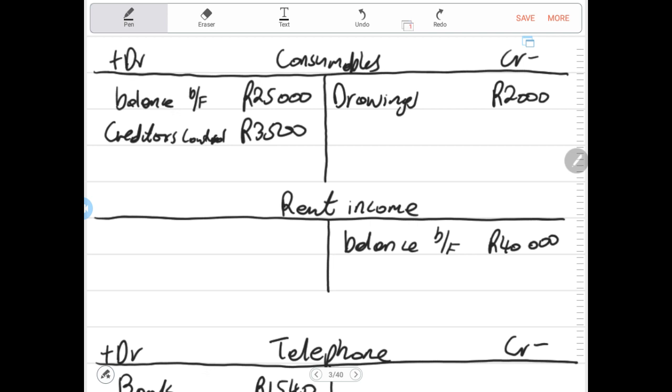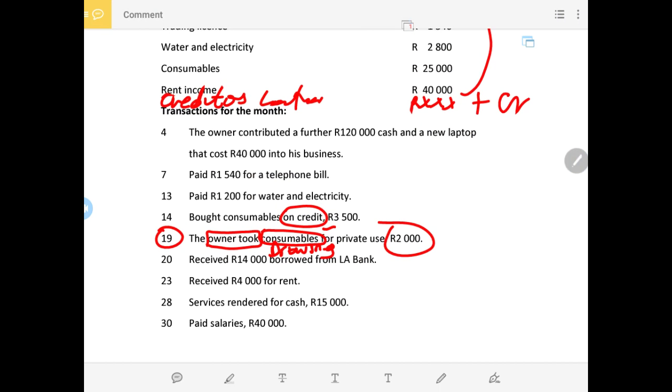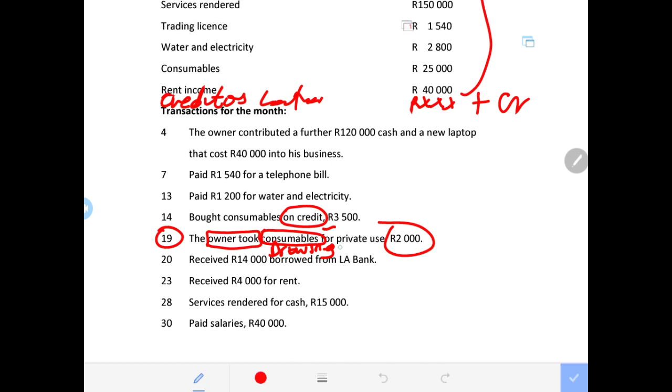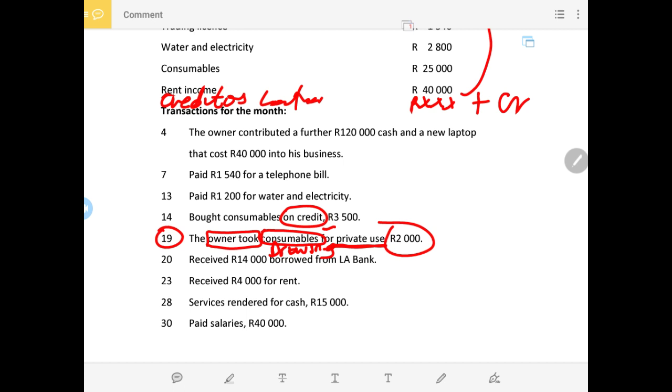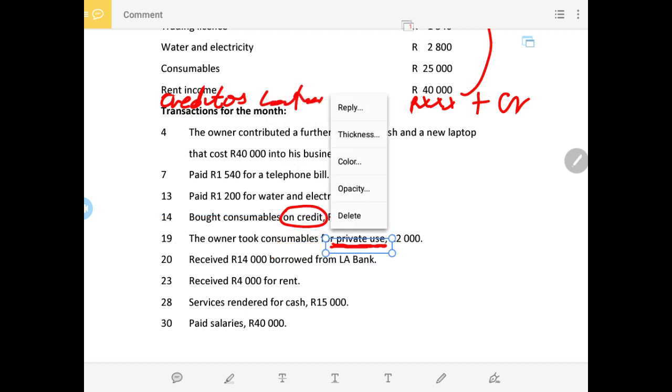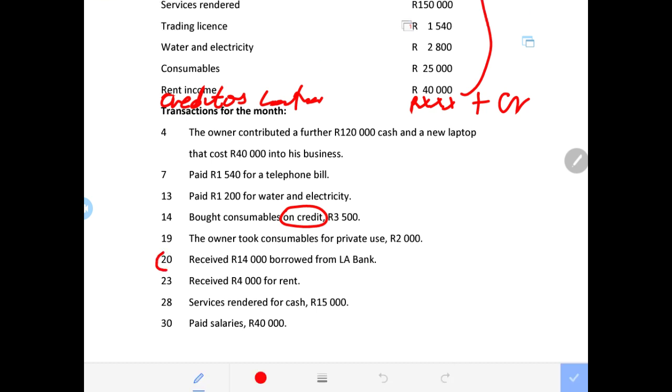So consumables are decreasing because the owner took them. This is the description: because the owner took consumables. But we don't do those details, we just say drawings. The word drawings means the owner took something for private use. That's very important. The owner took something for private use. Therefore, that is classified in accounting with the terminology called drawings. We are now going to transaction number 20. Only 3 transactions are left after this one.